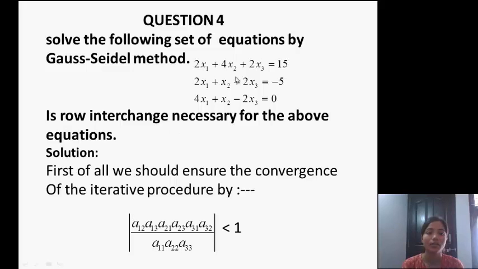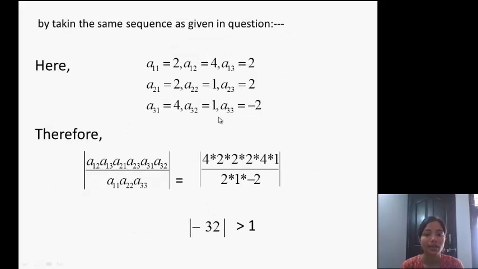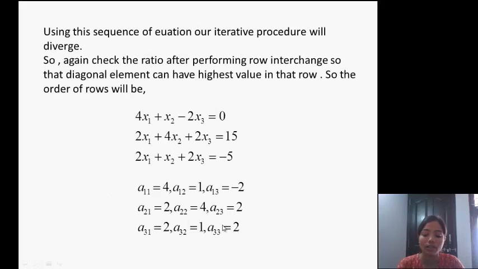Now our last question is to solve the simultaneous equations by the Gauss-Seidel method. First of all, we should ensure the convergence of the iterative procedure by this ratio. This ratio is non-diagonal element upon diagonal element, and it must be less than 1 for convergence. Taking the same sequence as given in the question, this ratio is greater than 1, so our iterative procedure will diverge by this sequence of equations.